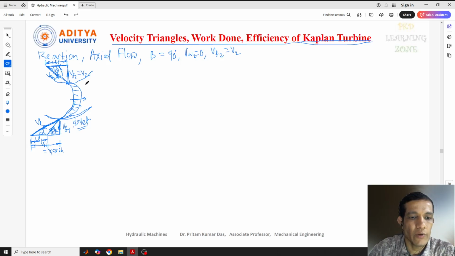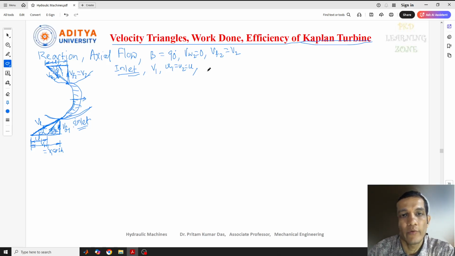What are the terminologies we use here for this condition? At the inlet condition, we have terminologies like V1, the velocity of jet or absolute velocity. Next, U1 and U2 are the same, called the velocity of the blade, or sometimes we call it peripheral velocity, and also tangential velocity. Next, VF1 is the flow velocity at the inlet condition, or the vertical component of velocity.